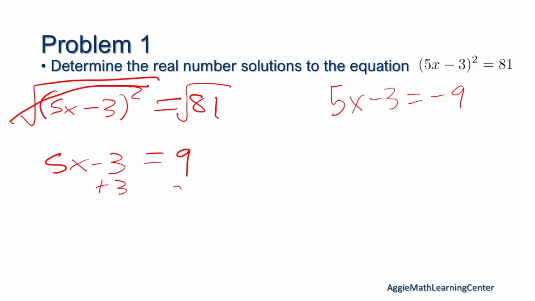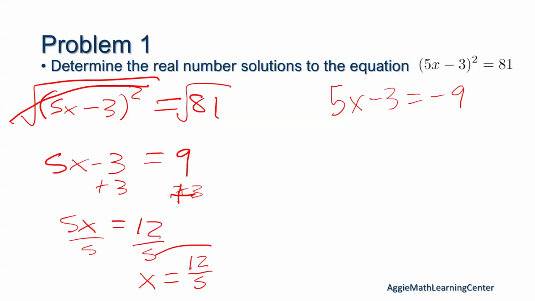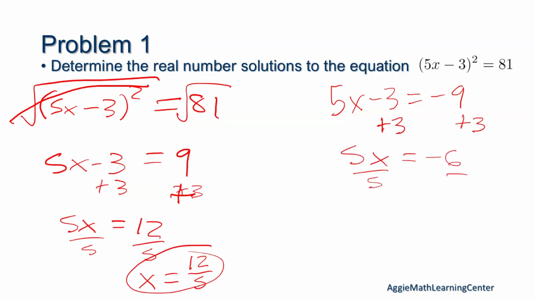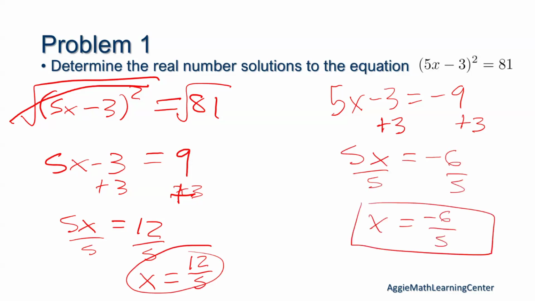So we can add 3 to both sides. My handwriting is bad. 5x equals 12, then divide both by 5. We get x equals 12 fifths. So that's one answer. And over here, we'll get our other one. So add 3. 5x equals negative 6. Divide by 5. x equals negative 6 fifths. So there are two answers.